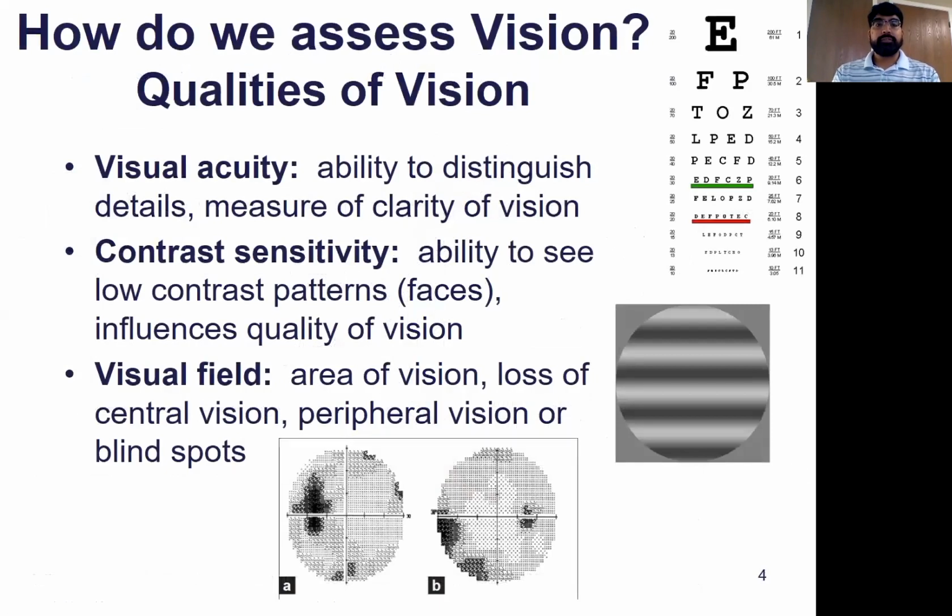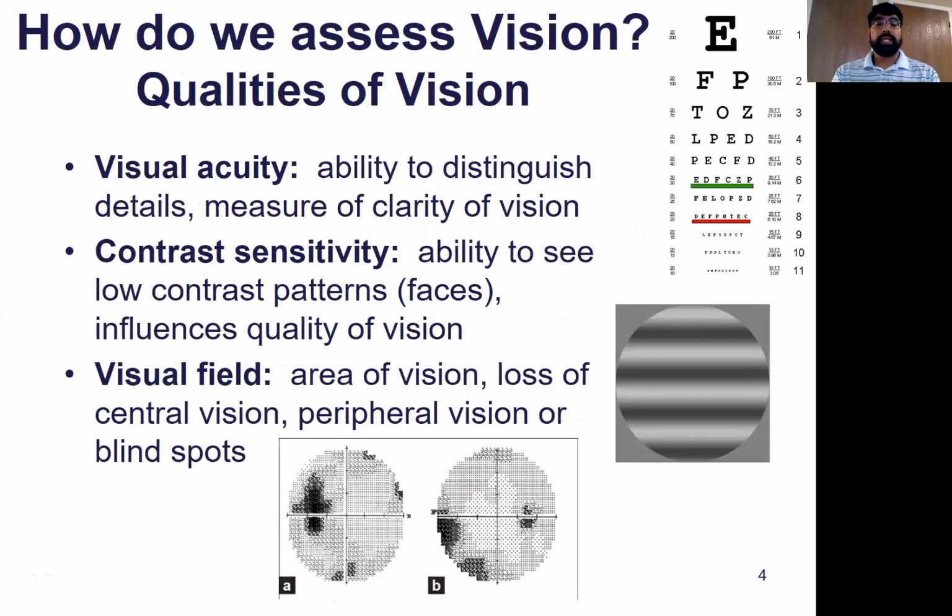So how do we assess vision? Vision is assessed in various ways. We assess it through visual acuity, or the ability to distinguish details, which measures the clarity and sharpness of vision. Contrast sensitivity is the ability to see low contrast patterns, such as faces, and images or patterns on various backgrounds, depending upon the shades of these backgrounds. So this also influences quality of vision.